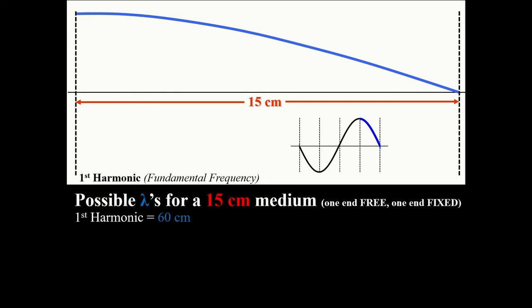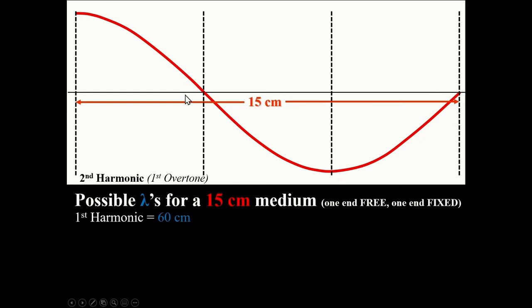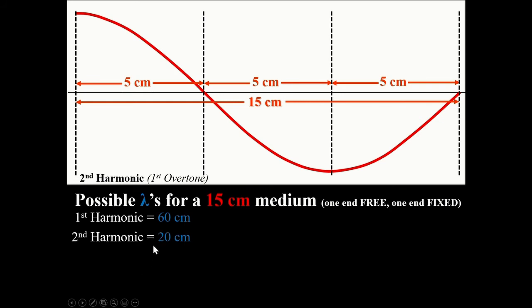What fraction is going to be the next largest one? Well, it still has to end at an antinode where it's free and end at a node where it's fixed. And the one that does that is instead of starting an antinode and stopping at the first node, we add in another half wavelength and end at this node. So what we've done is we've broken up into 3/4 of a wavelength. This time we have to keep track of quarter wavelengths. So 15 was broken up into three equal parts. Each part was a quarter of a wavelength. So the whole thing must have been four times that. 4 times 5 is 20.